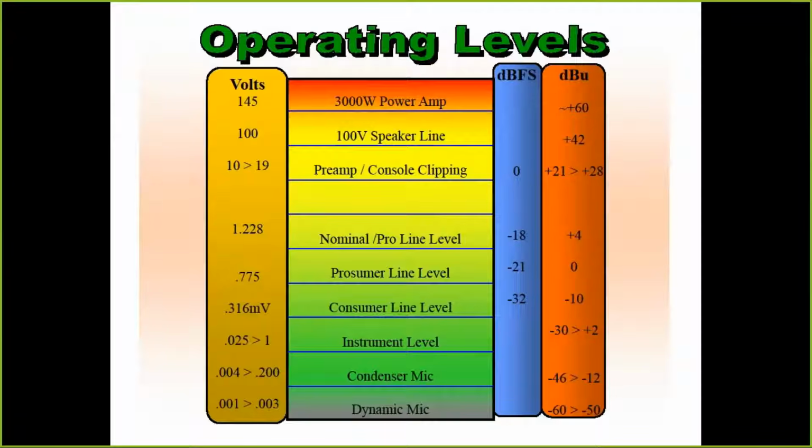That typically would show up as a +4 dBu nominal level, or -18 on a peak reading meter. We go all the way up to speaker levels, which can go up to 145 volts for a high-powered amplifier, and 100 volts for many different types of speaker lines, 100-volt speaker lines, for example. Console at clipping could go up to 10 to 19 volts, and on the dBu scale would go up to +21 or +28. So we want to match the input to the type of output.